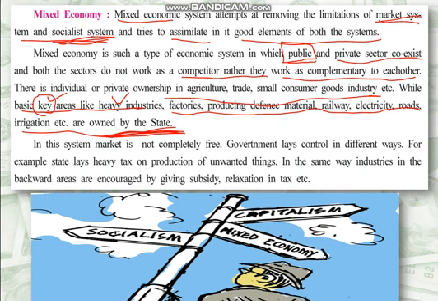In this system, the market is not completely free. Government lays control in different ways. For example, the state levies heavy taxes on production of unwanted things.